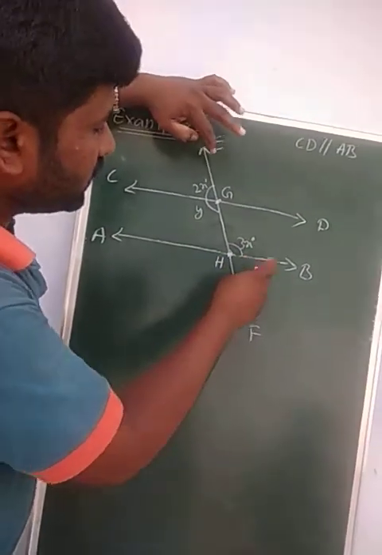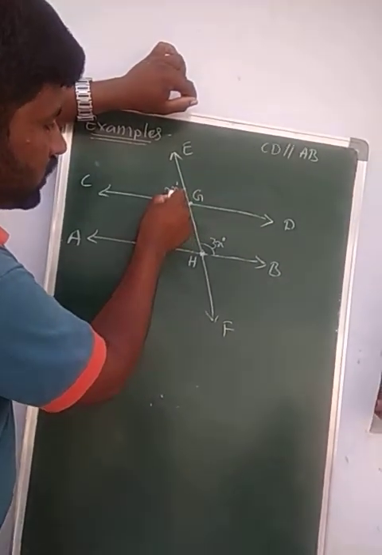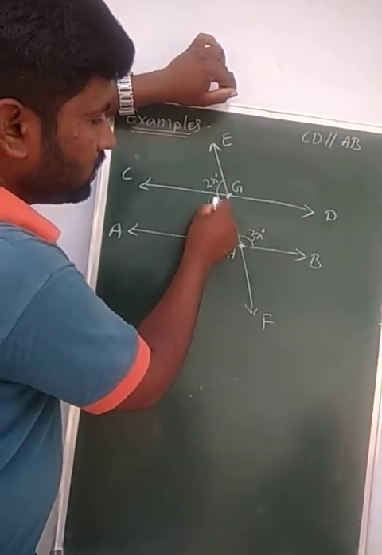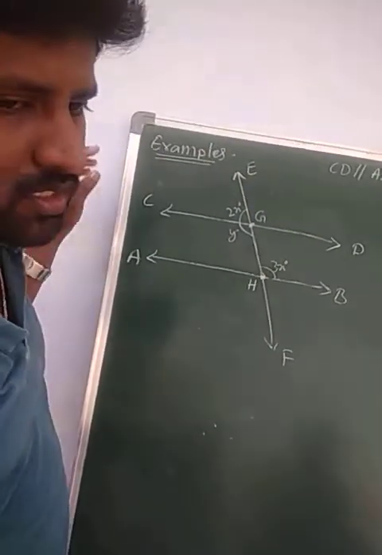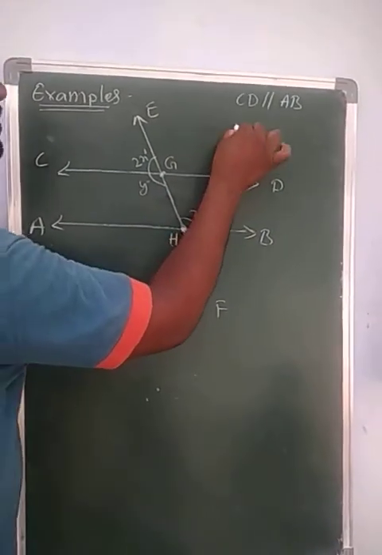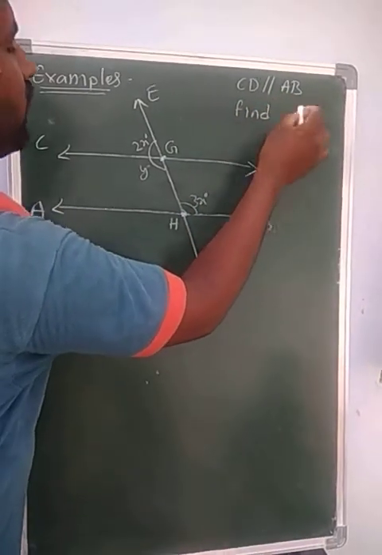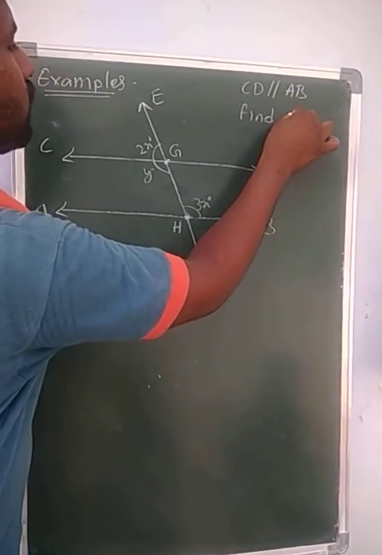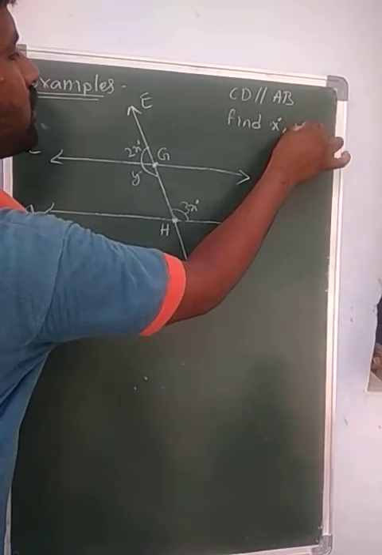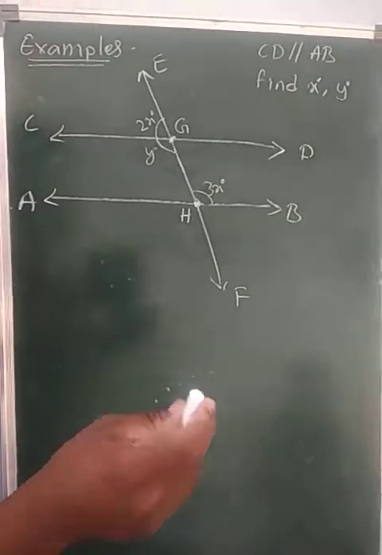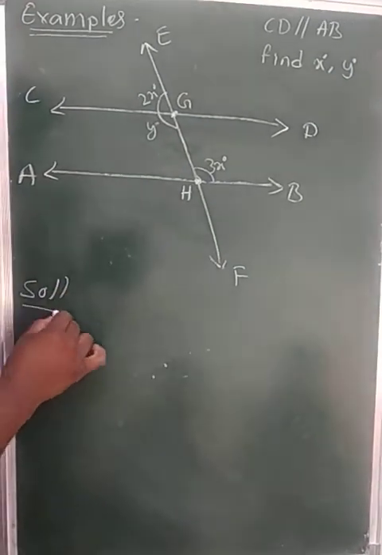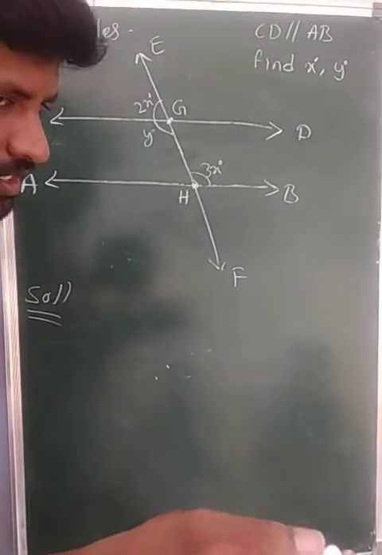The question is given here: 2x degrees, here y degrees, and here 3x degrees. Then find the value of x degrees, comma, y degrees. Okay, so you just observe now. You do have some idea from what we discussed in the previous topic.